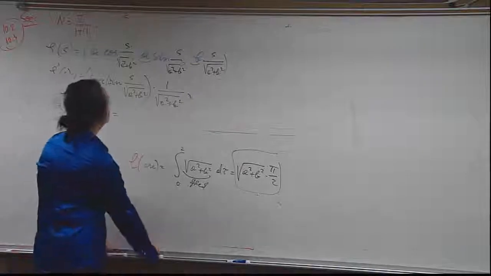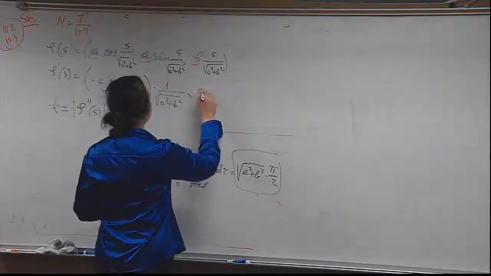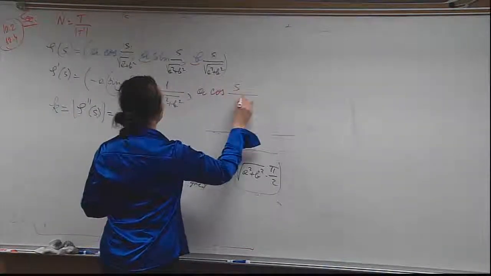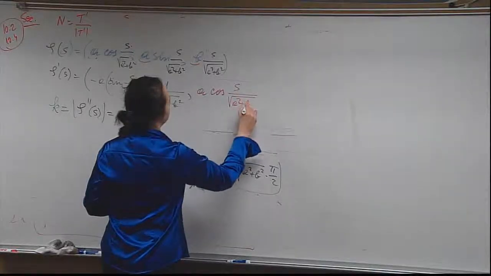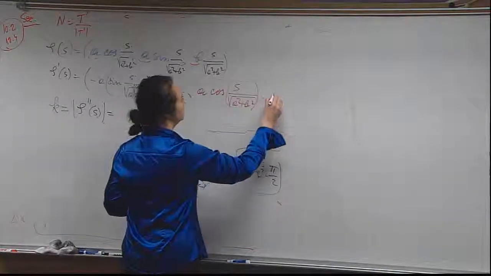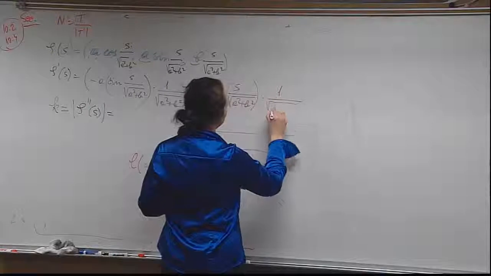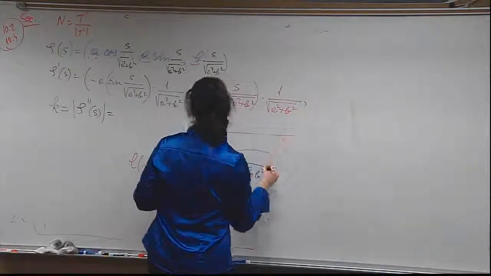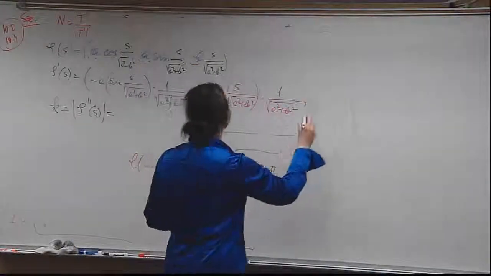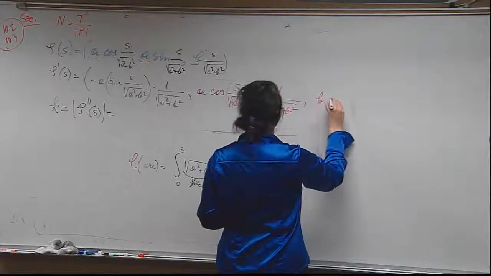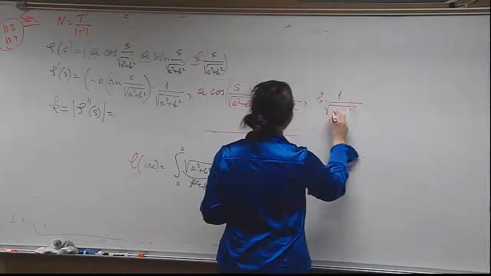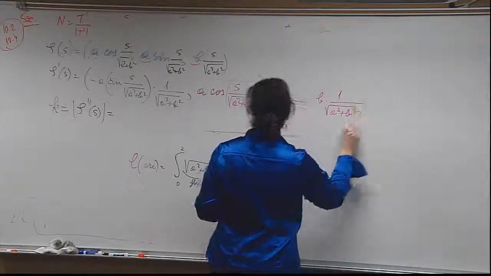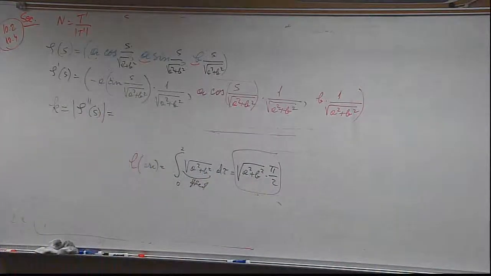Let me change color. Who's the next guy? A cosine of S over square root a squared plus b squared. I'm not going to give you this as an exercise, because you're going to hunt me back asking me why I got this. So I want to make it very clear. B times 1 over square root a squared plus b squared. So are we happy with this? Is this understood? It's a simple derivation of the velocity.